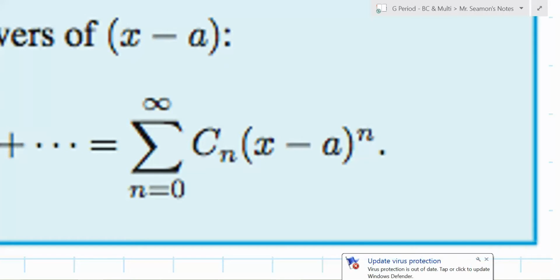Cn is any formula with n in it. Any formula, just n. No x's, just n. So there's no x's right here. So this could be like 1 over n. It could be n factorial over (n plus 1) factorial times 2 or something like that. This is just something with n. And this is x minus some constant a raised to the n power.